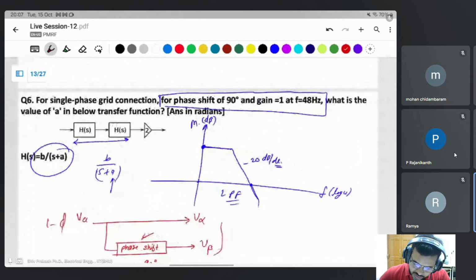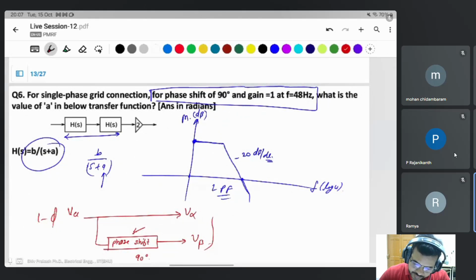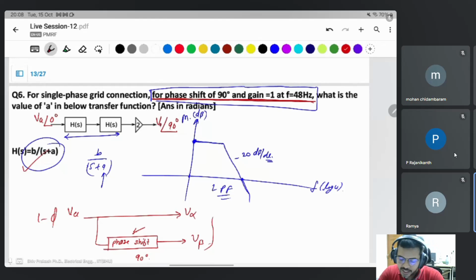Okay, coming to the point and the question. He has given the specification of this phase shifter transfer function: a phase shift of 90 degrees and a gain of 1. Here a gain of 1 and a phase shift of 90 degrees are required. Suppose this is V1, with a phase shift of 0 degrees, for a single-phase system. If this is the phase VA, then you need a VA at a phase of 90 degrees. Then what is the value of H(s)?